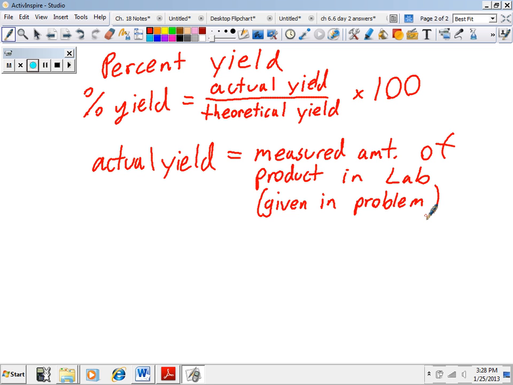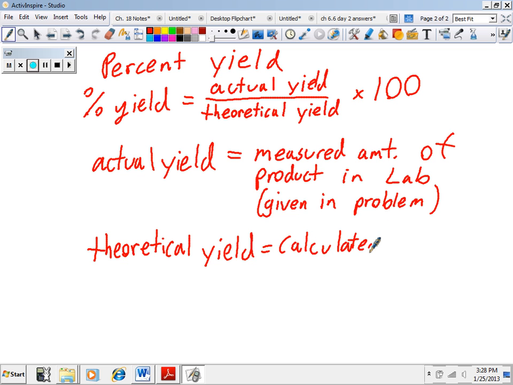The theoretical yield sounds scary, but it's not. You've actually been calculating the theoretical yield for the past week and a half. This is what you calculate with the stoichiometry. So this is calculated with stoichiometry using the, what is that thing called? The limiting reactant.